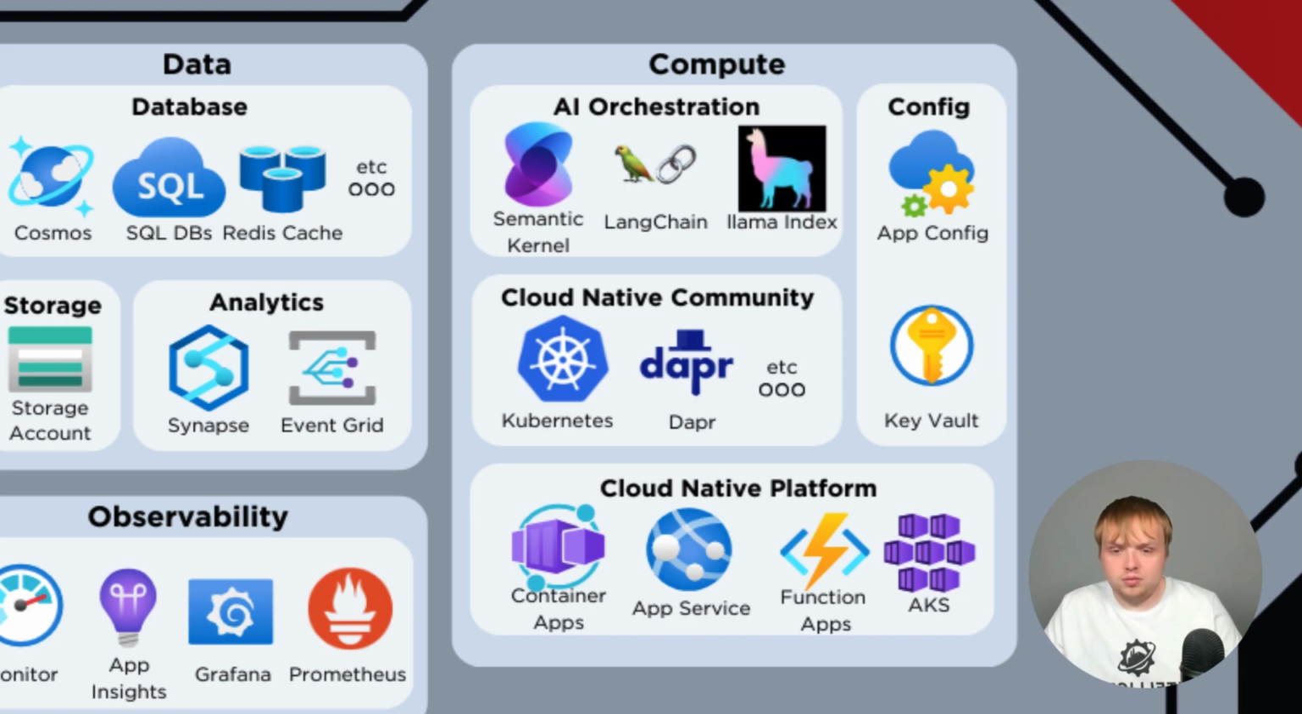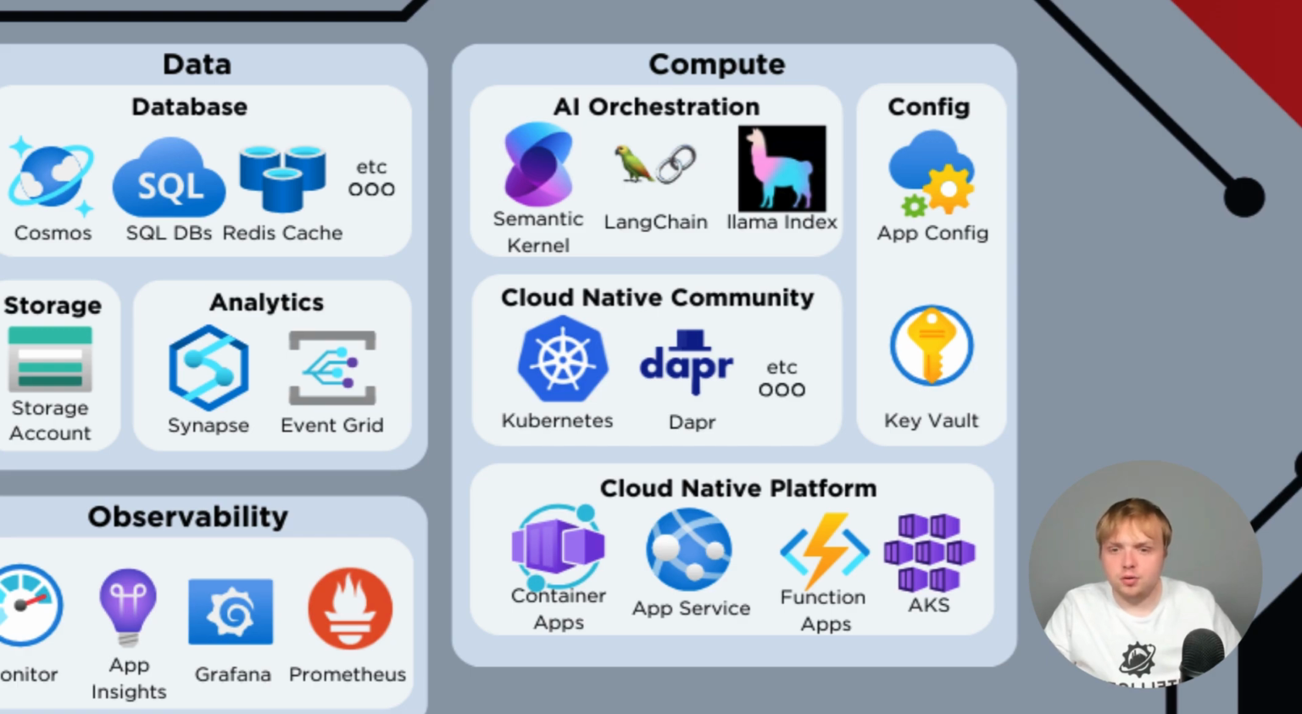So with that being said, we also have the cloud native community side of things. These are open source projects, which is basically things like Kubernetes and also Dapr. And then moving on from that, finally, with the config side of things. This is config and secrets management where you can use services like Azure App Configuration and Key Vault to ensure your application's secrets and config is secure.